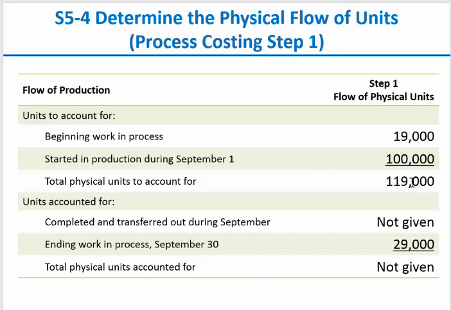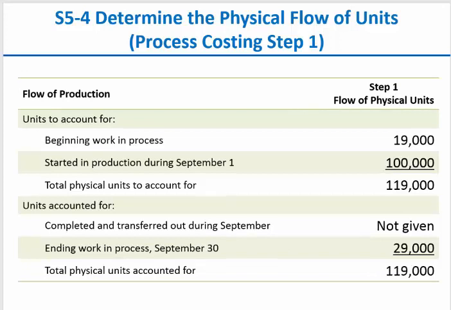Okay. And then we come to the units accounted for. As I said, the tip here is that the total physical units to account for should be the same as the total physical units accounted for. It says not given, but once you find 119,000, you're going to copy and paste it here. So we can use the result from units to account for to answer the units accounted for in this piece. So I'm going to copy and paste the 119,000 here.